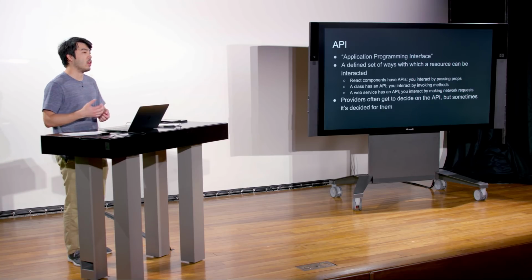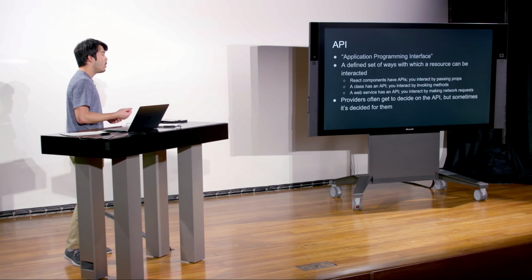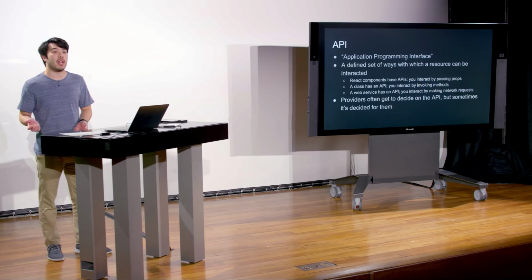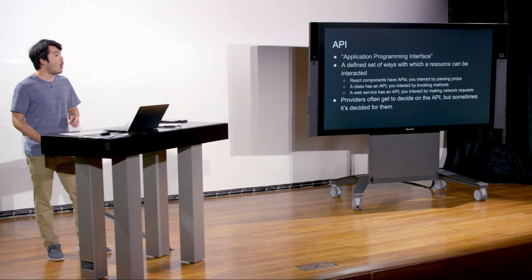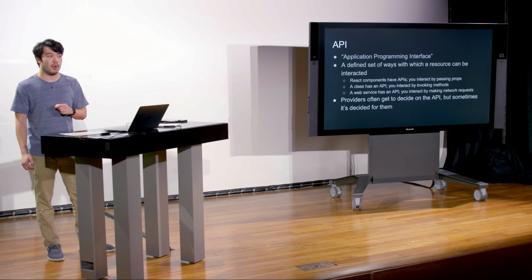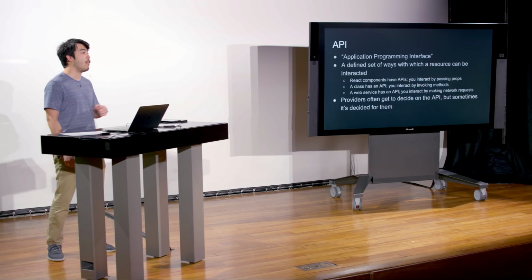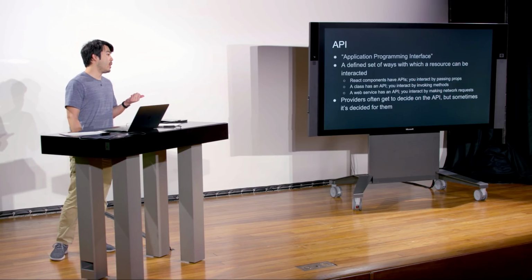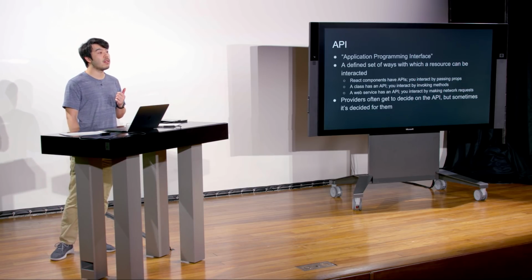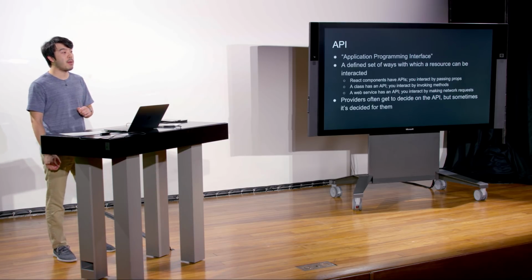And so how are APIs created? Well, oftentimes providers, or in other words, the people who create those APIs, get to decide what the API looks like. But that's not always true. Can anybody think of an example where an API is decided for you? I'll give you a hint. We've been using it all class. JavaScript's actually an example of this.